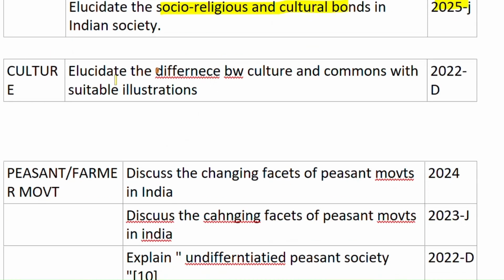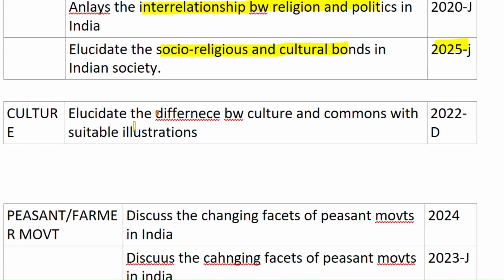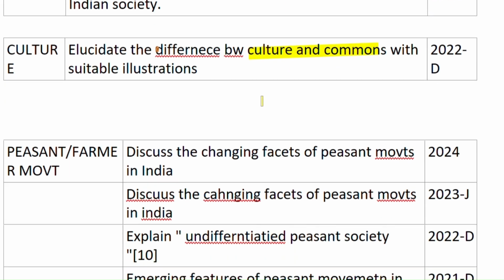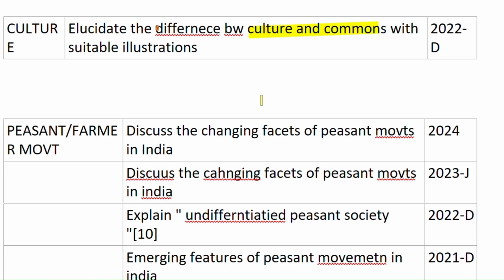Now the culture. The majority of the questions on culture have been asked in relation to religion, but it was also asked as culture and commons. Differentiate between culture and commons with suitable illustrations. Okay, so that also you can learn.